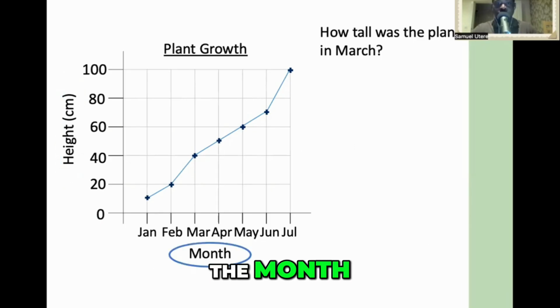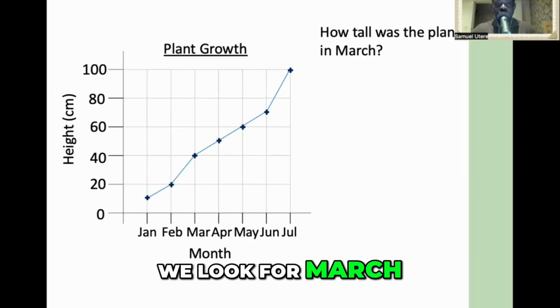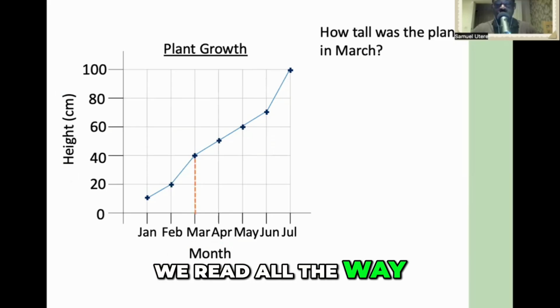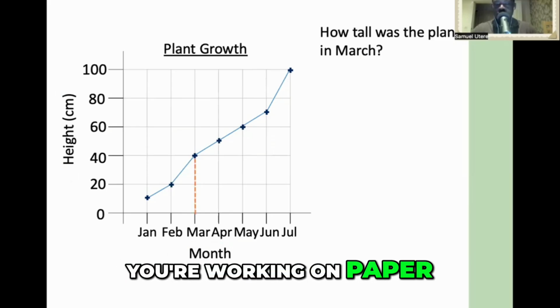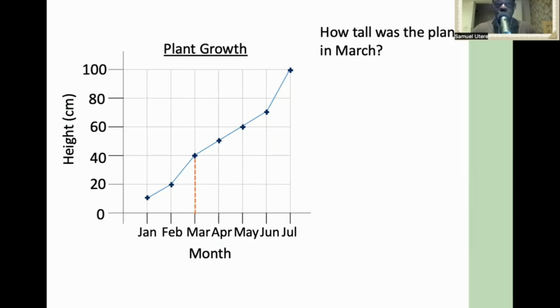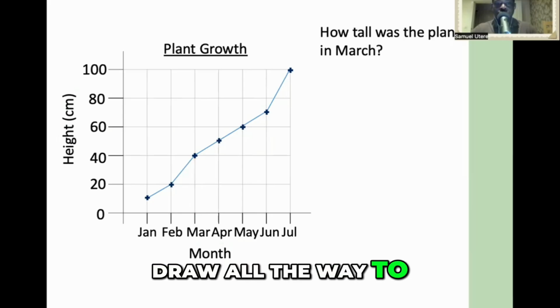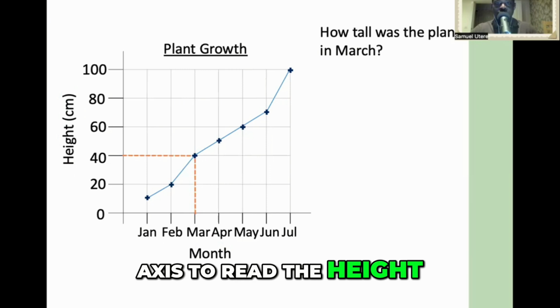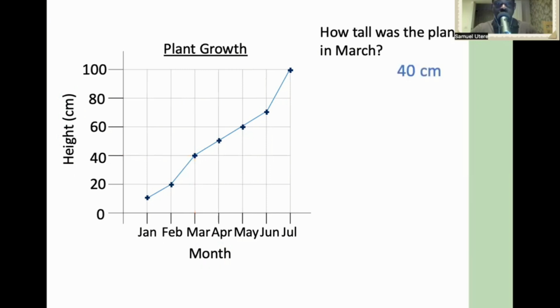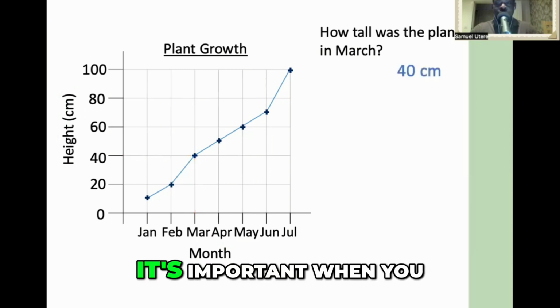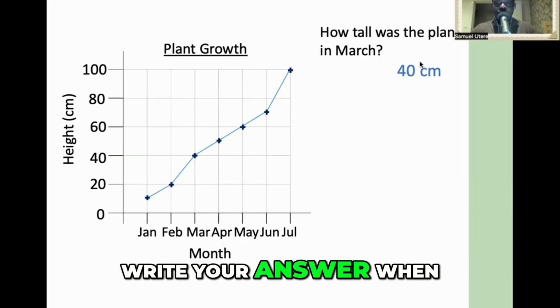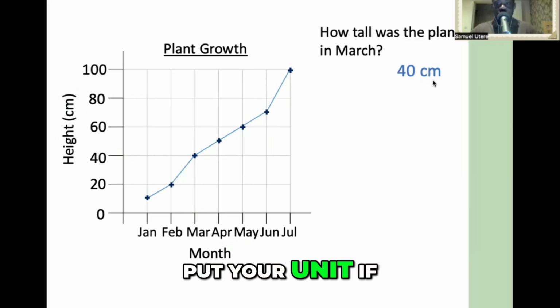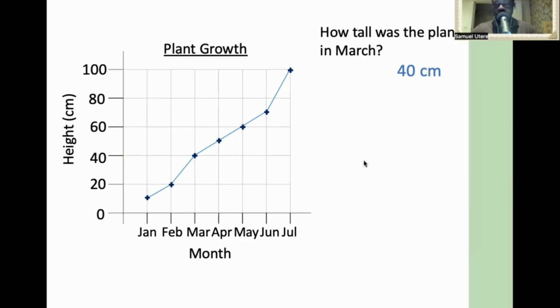So we go to the month, we look for March, we read all the way, use a ruler if you're working on paper, and then you draw all the way to the vertical axis to read the height. It's 40 centimeters. It's important when you write your answer, when reading charts, that you put your unit if it has a unit.